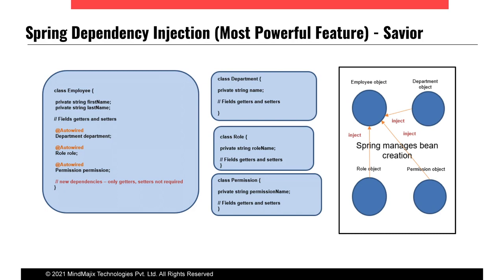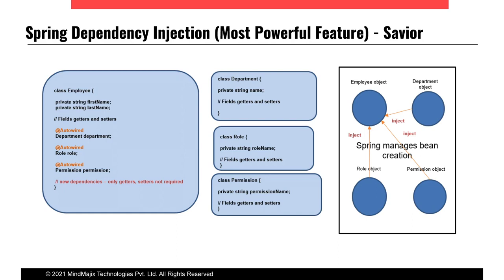So in Spring dependency injection, what really happens is it says, okay, whatever your business logic is, you just keep on building it, whatever things you want to capture. So let's say you want to capture employee, department, role, permission. Just start creating your classes like that. And Spring says, I will manage the bean creation, I will manage all the object creation.